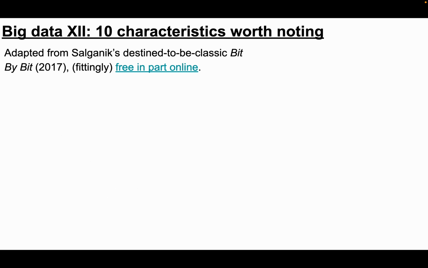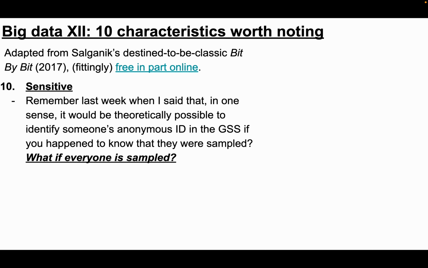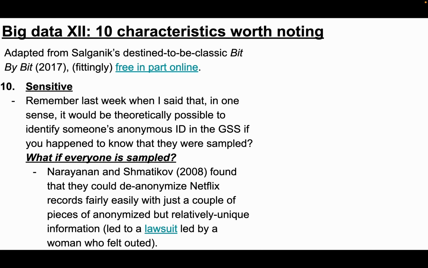Finally, this is the actual 10th characteristic. Big data are sensitive. And this is kind of a fitting place to end because your final assignment is, of course, to complete your ethics certification. So here's a problem about big data that we've already mentioned, but worth saying a little bit more about. Remember when I said last week that it would be theoretically possible to identify someone's anonymous ID in the GSS or the CPS if you happen to know that they were sampled? Well, what if everyone is sampled? So what if you have these big data?